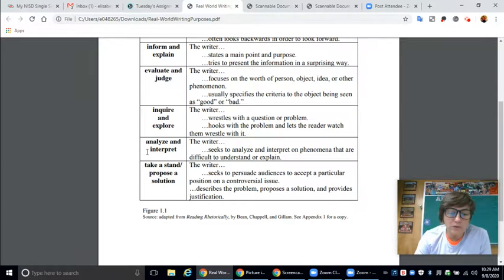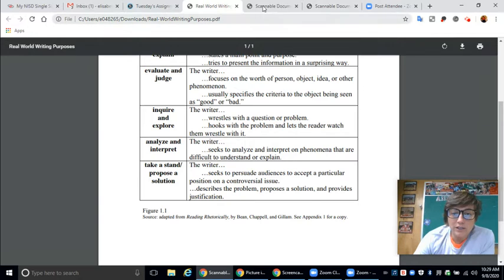The last one, which we're going to focus on more than the others, is take a stand or propose a solution. The reason we're focusing on this one is that this is the writing purpose you will be taking on the STAAR test, to see if you can effectively take a stand or propose a solution. In this mode of writing, the writer seeks to persuade audiences to accept a particular position on a controversial issue, or describes a problem, proposes a solution, and provides justification. Okay, so I want to go through my chart.